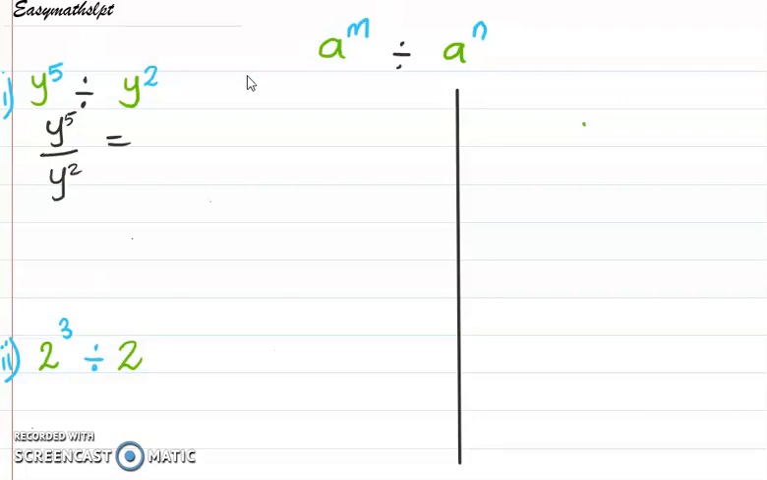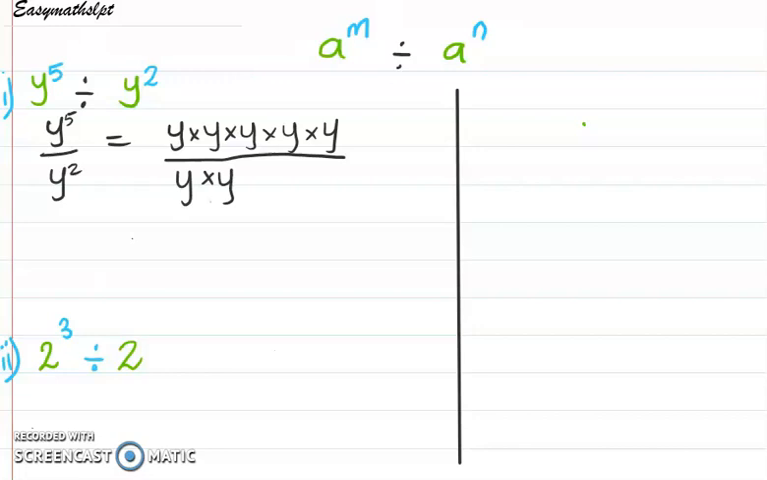Now let's expand. Y to the fifth power is the same as y multiplied by y multiplied by y multiplied by y multiplied by y. And y squared is the same as y multiplied by y. Now let us cancel. Y divided by y is 1. Y divided by y is 1. Notice there are no more y's in the denominator to cancel y's in the numerator.